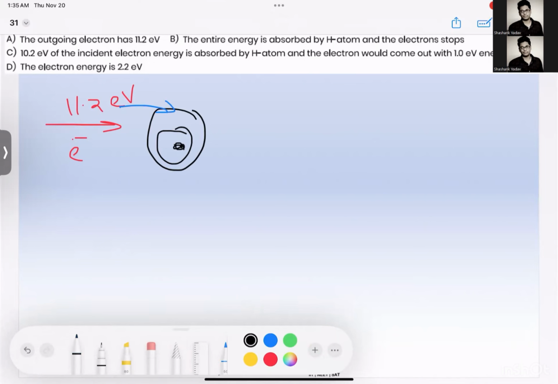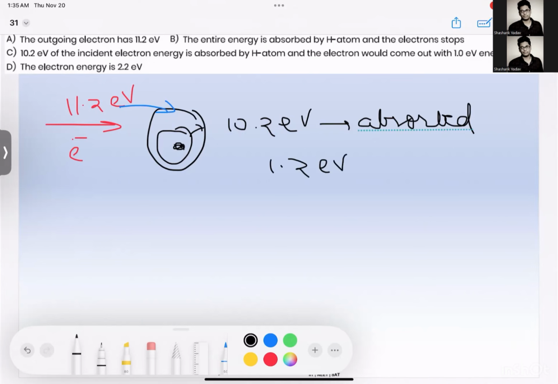This atom will now use some of this energy to get into excited state. We know that for hydrogen atom, for the first excited state, we need 10.2 electron volts. So the 10.2 electron volts is absorbed by the hydrogen atom, and the extra 1.2 electron volts is seen in the electron coming out of that hydrogen atom. So therefore the answer must be C.